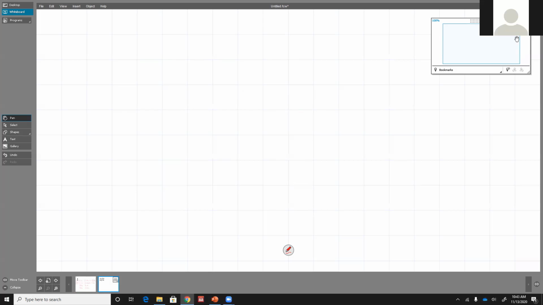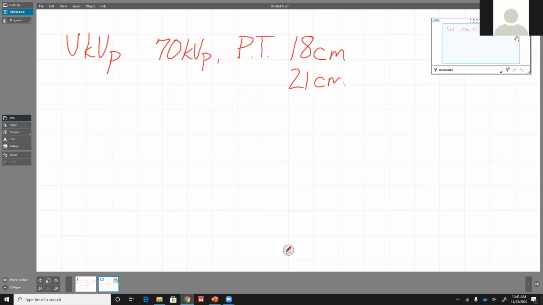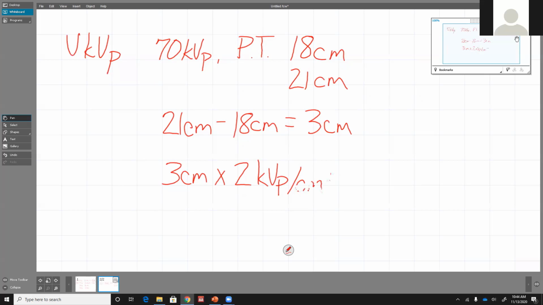So you want to work a couple? Okay, so we'll go variable KVP. We have 70 KVP, and we have a part thickness of 18 cm. Part thickness, it swells up, and so now it's 21 centimeters. So what I'm going to do is take 21 cm minus 18 cm, which equals 3 centimeters. And I'm going to take 3 centimeters times 2 KVP per centimeter equals 6 KVP.